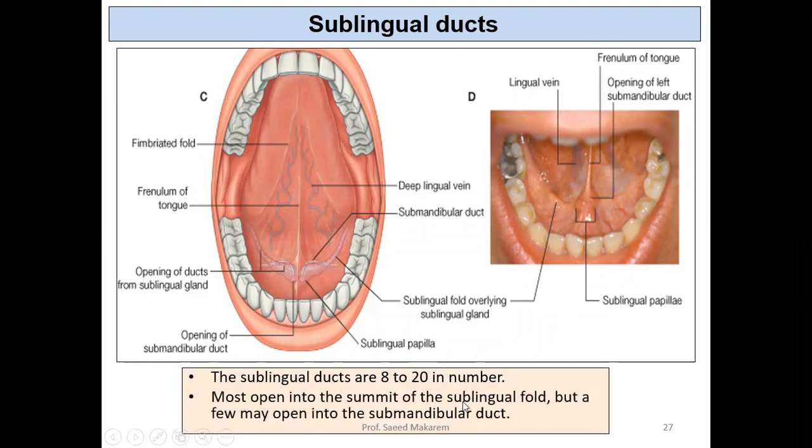Most open into the summit of the sublingual fold, but a few open into the submandibular duct. So some open into the sublingual fold and some open into the submandibular duct.